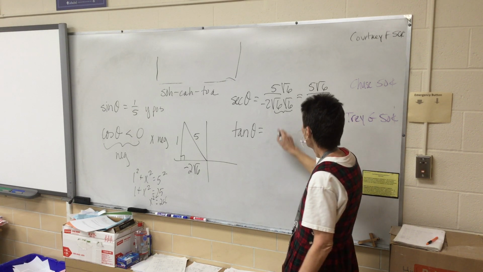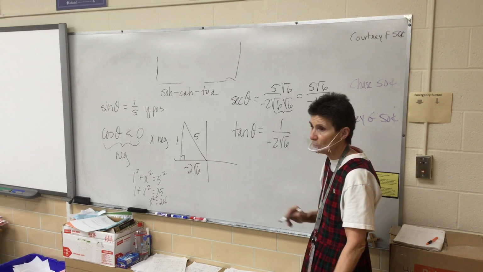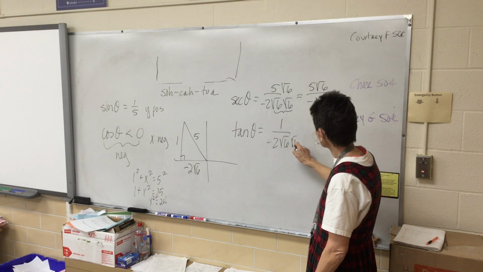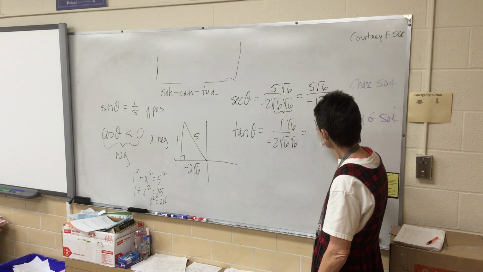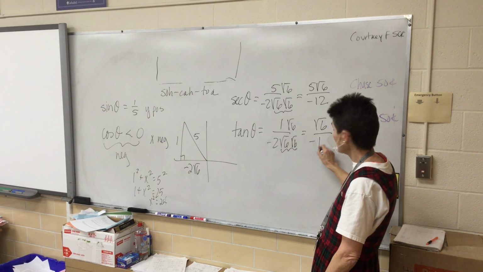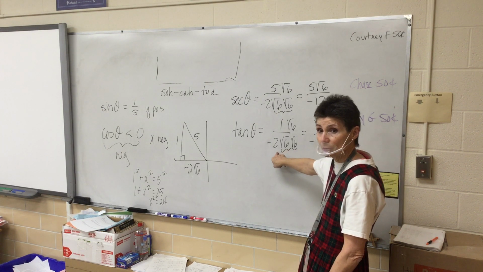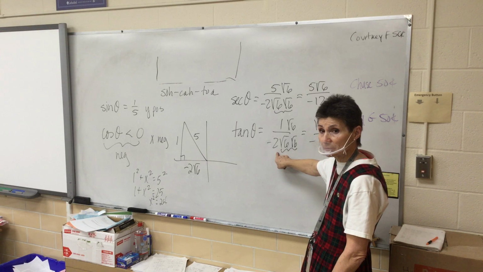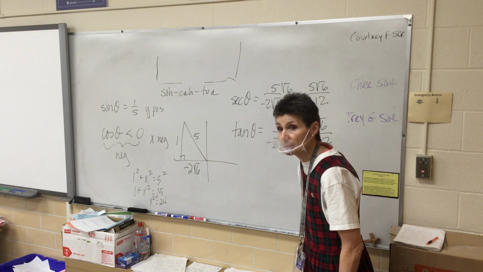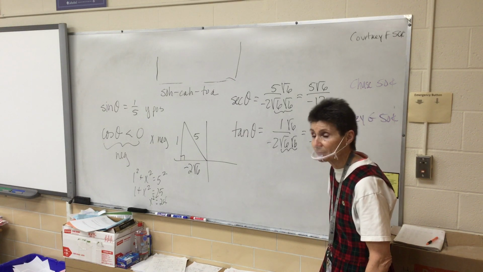Tangent, opposite over adjacent. So we have the same issue, so we'll multiply by root 6 again. So we have root 6 on the top, and then on the bottom we're going to have negative 12. That's 6 times 2. I did that wrong. You did it wrong? I counted that wrong. You got it right now? Yes, I got it wrong.